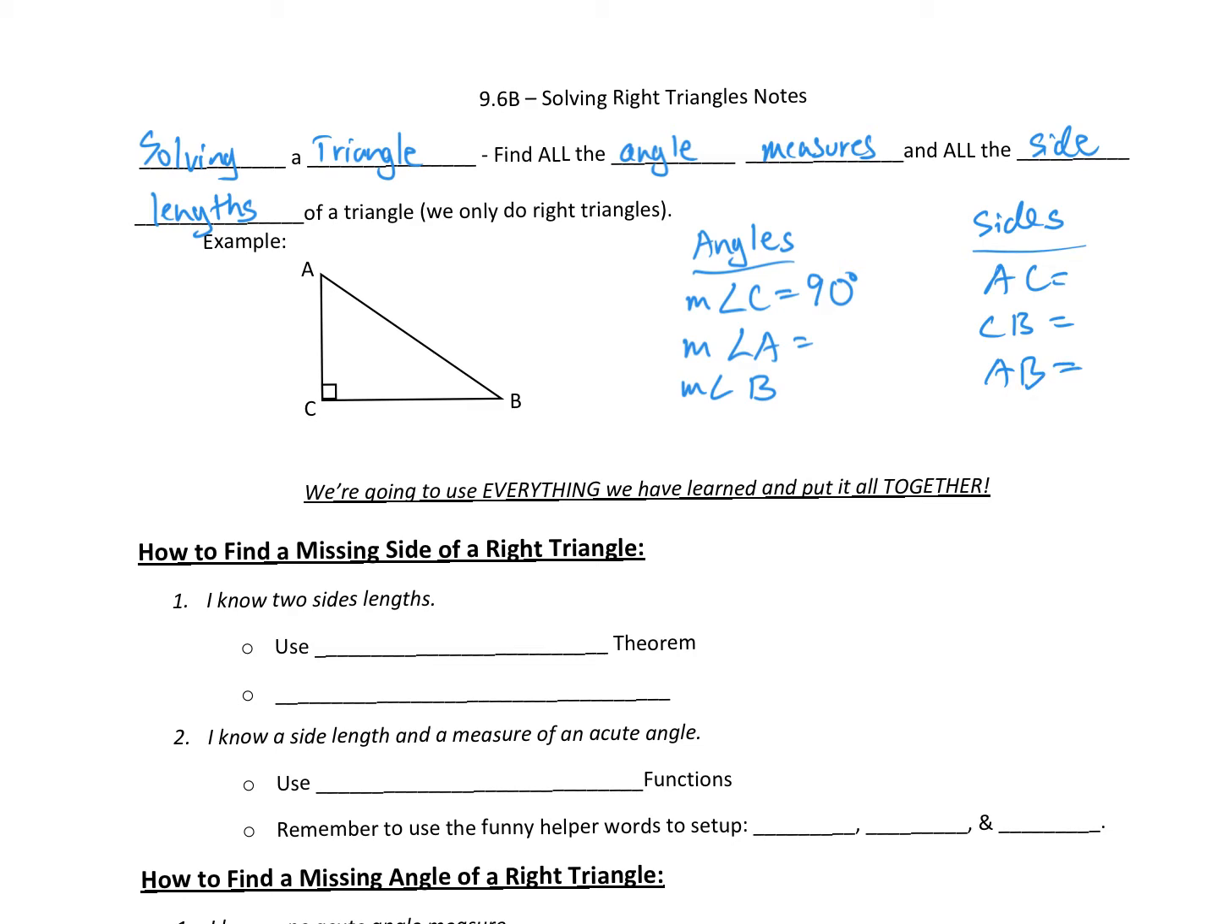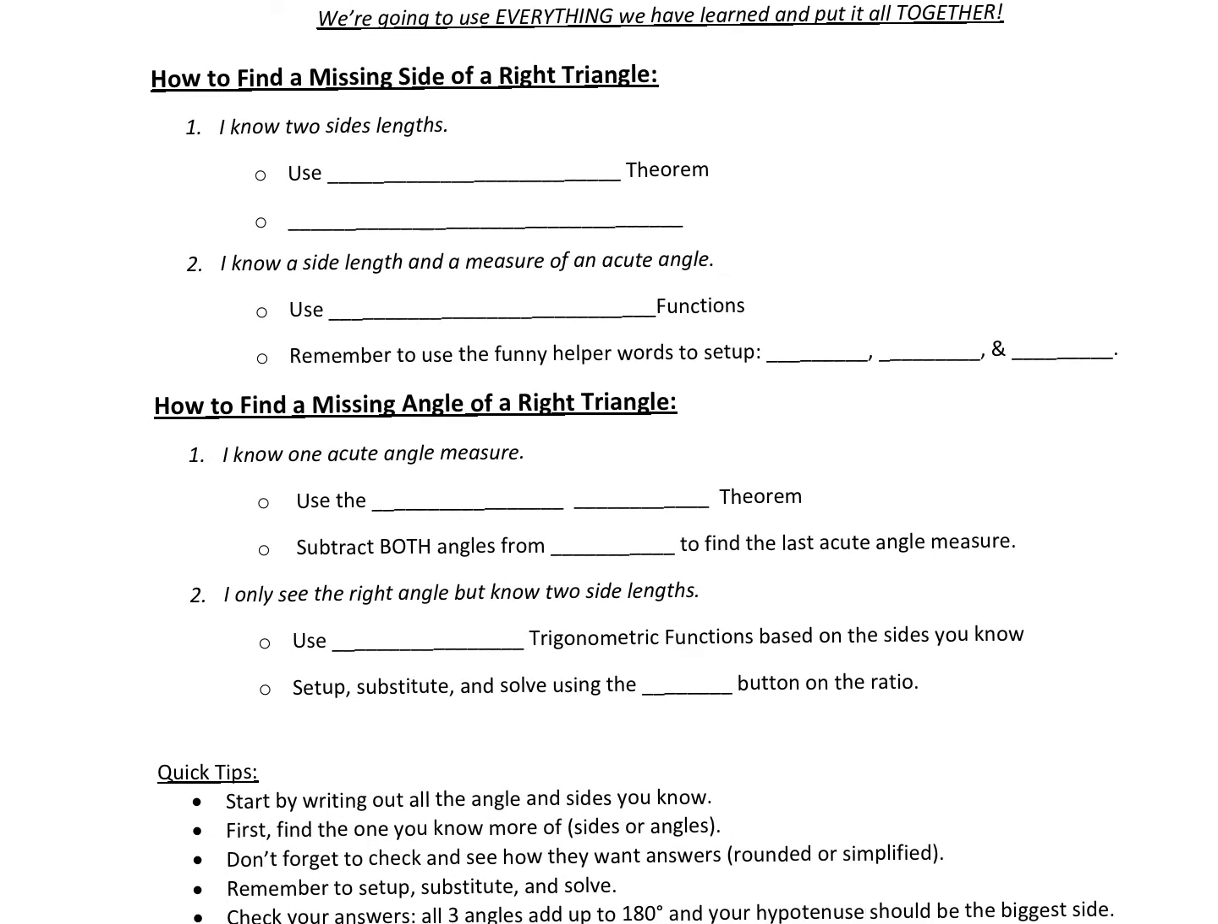We want to use everything that we have. We're going to have everything together. So how to find a side of a right triangle? If we have two sides, we want to use the Pythagorean theorem. For example, if I had a triangle and it was 3 and 4, we use the Pythagorean theorem. We can find that. Remember, we use a squared plus b squared equals c squared, this being a, b, and c being our hypotenuse.